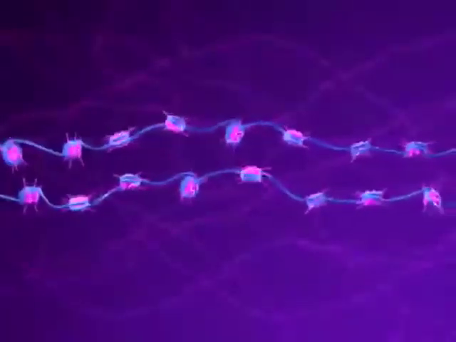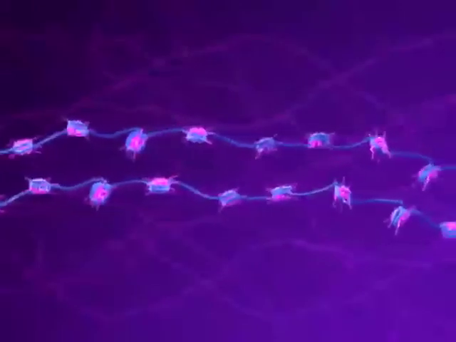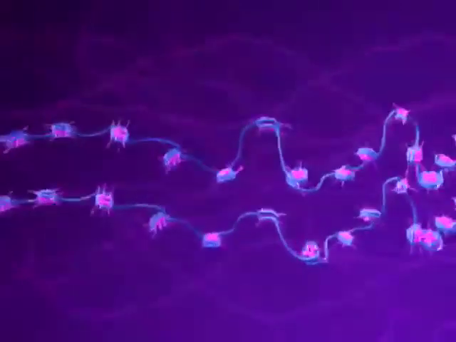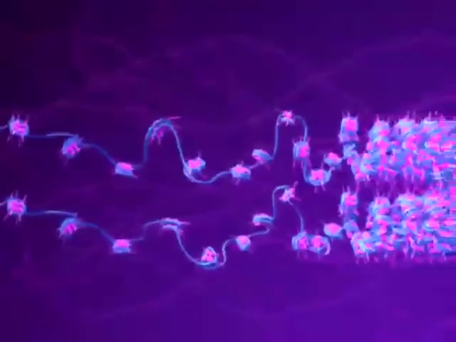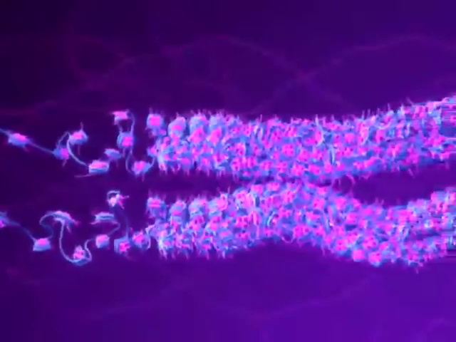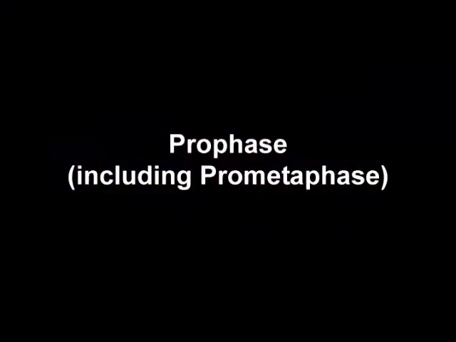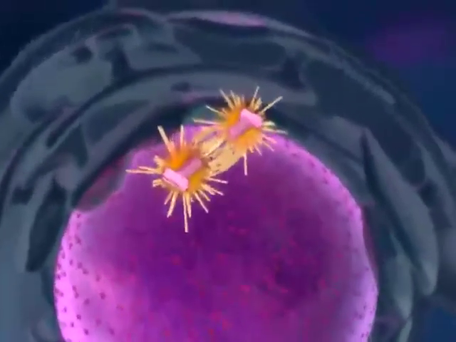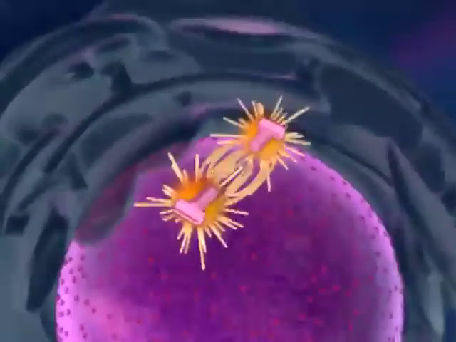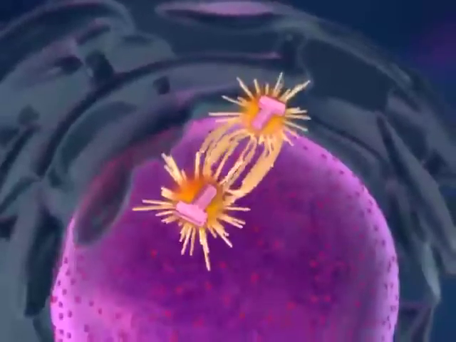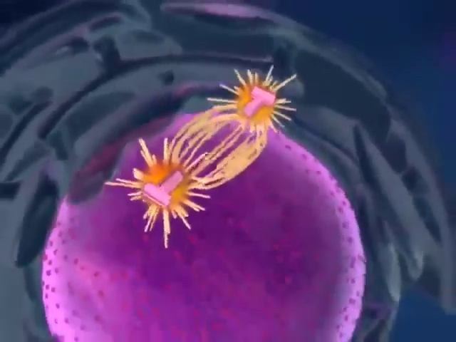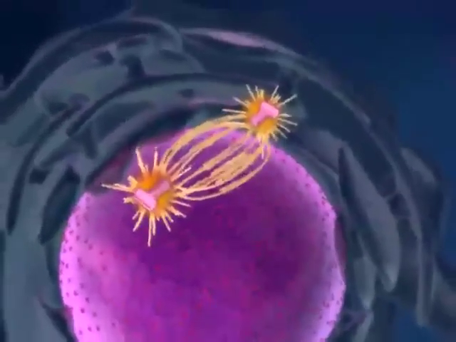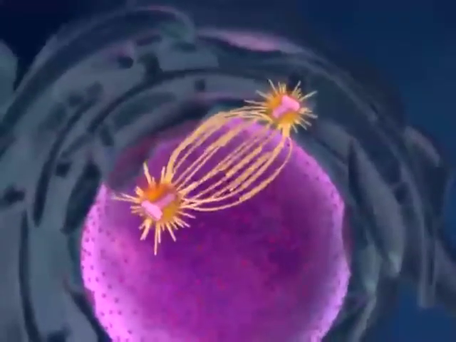Getting closer, we see that each sister chromatid consists of DNA wound around small proteins called histones. The sister chromatids begin to coil into tight helical fibers. Outside the nucleus, centrosomes that duplicated earlier move away from each other to opposite sides of the cell. Microtubules extend from the centrosomes, forming the mitotic spindle.